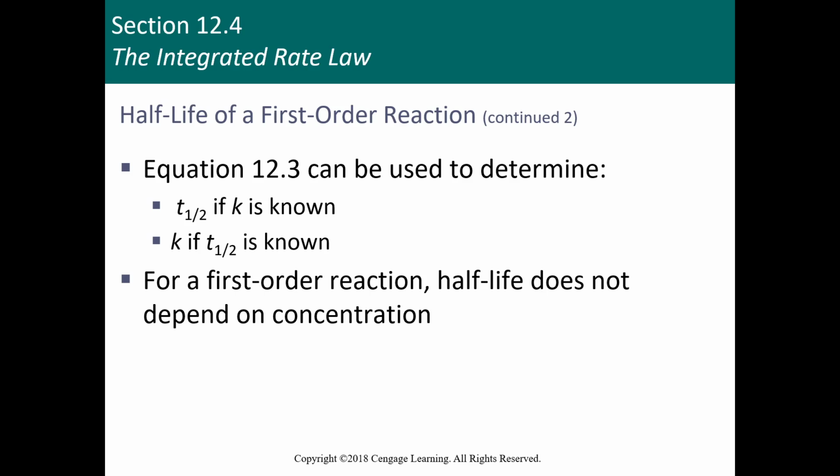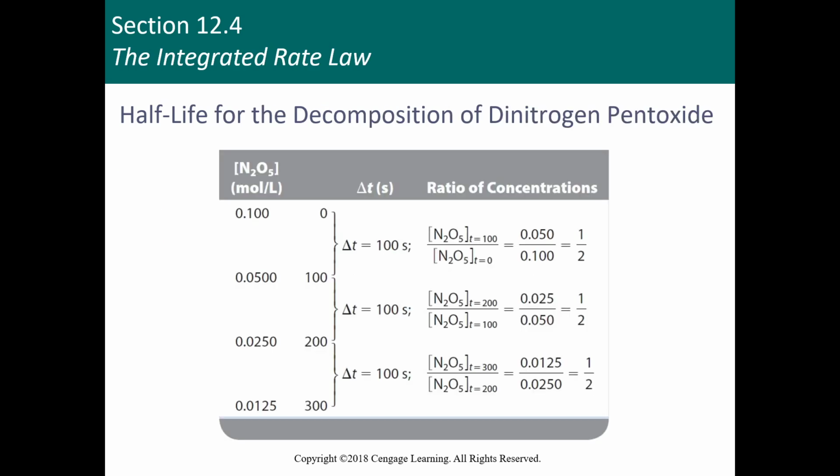So for a first order reaction, half-life does not depend on your concentration. Your concentration will not change your half-life. So right here we see an example of this. Here we're seeing our concentrations halve each time. This is halving. This halves again. This halves again. This would be your first half-life, second half-life, third half-life. And so you have 1, 2, 3 half-lives occurring. Your half-life is 100 seconds. It takes 100 seconds to halve each time in a first order reaction.